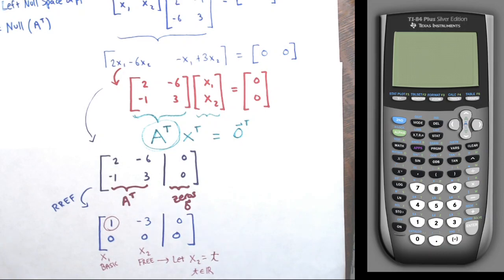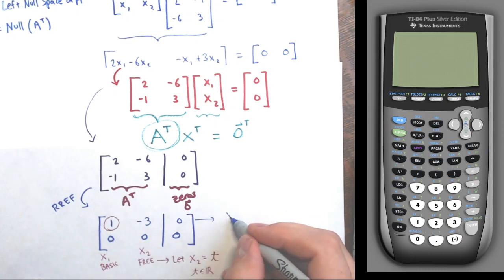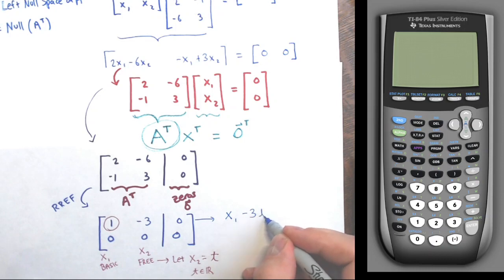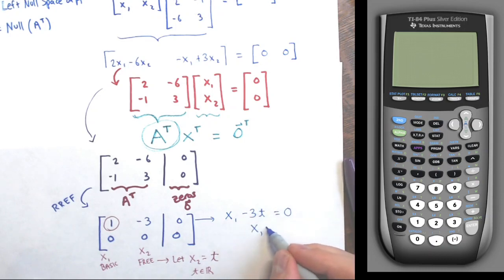Looking at that first row, we get x1 minus 3x2, so minus 3t, equal to 0. So the value of x1 must be 3 times my choice of t, and the value of x2 is my choice of t. And this row says 0 equals 0, which is okay, because 0 equals 0 is a true statement. That's fine, you can ignore it.